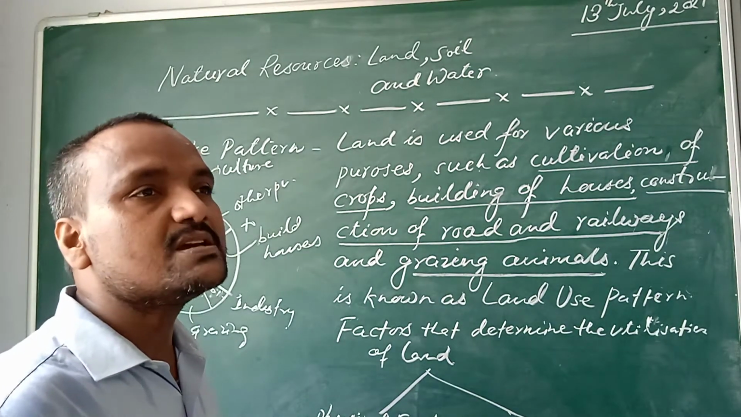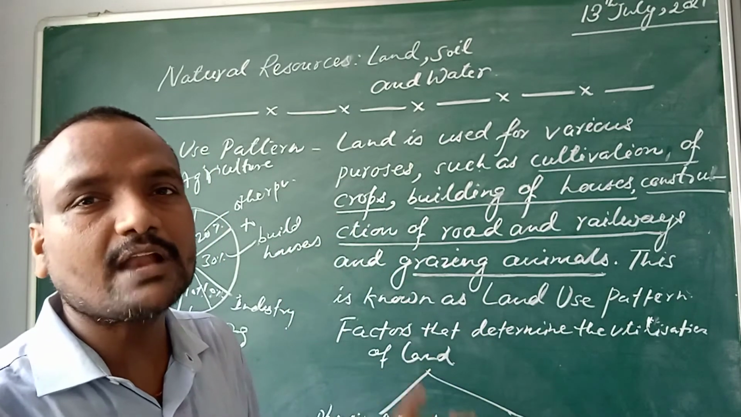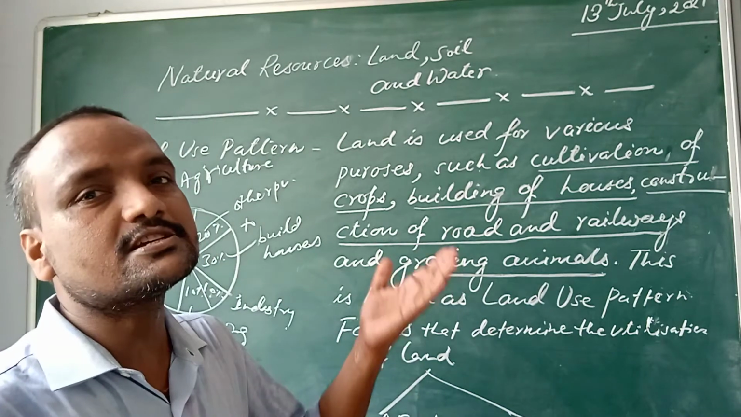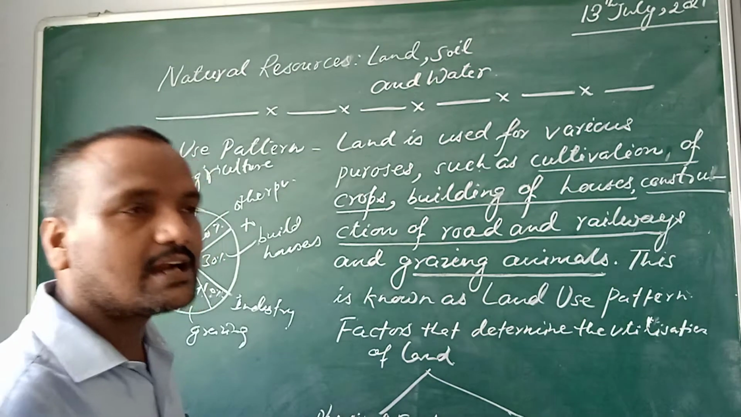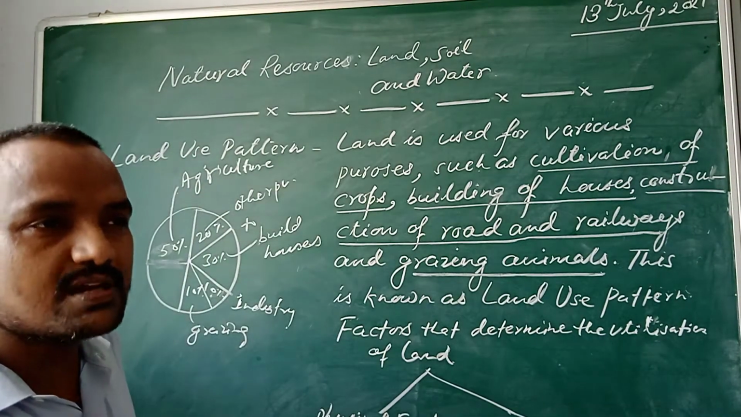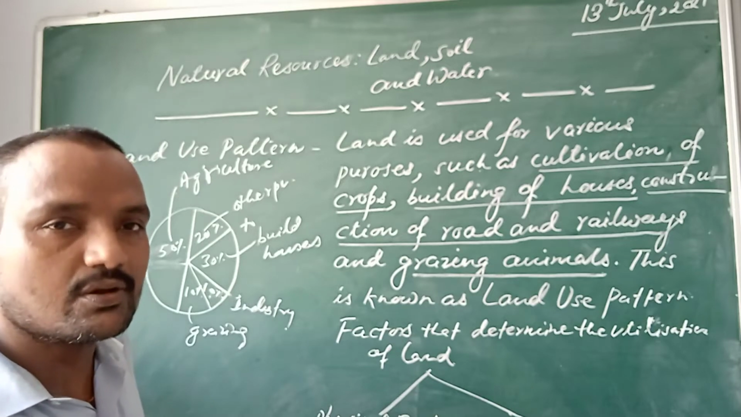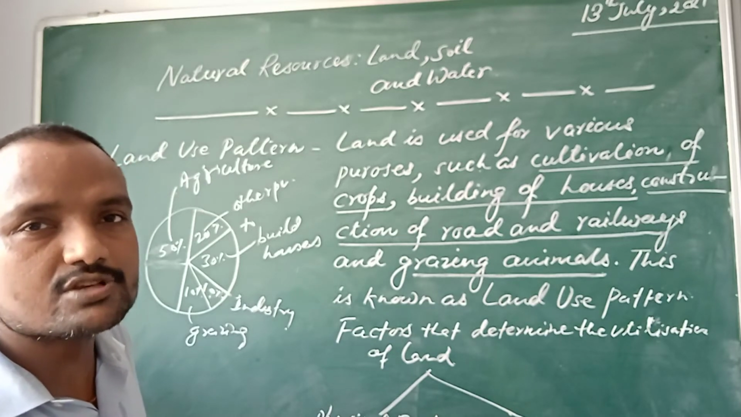Relief means land surface. What type of land surface are you going to use? Is it mountain, is it plateau, or is it plain? You know very well that mountain areas are places where population is found sparsely, meaning that is not a very good place to live in.